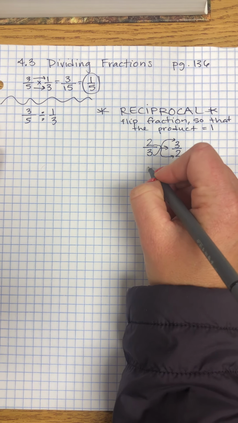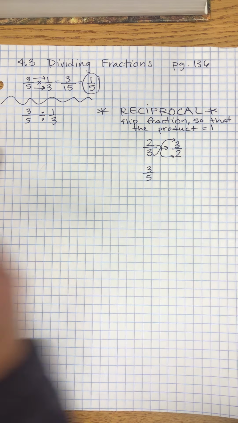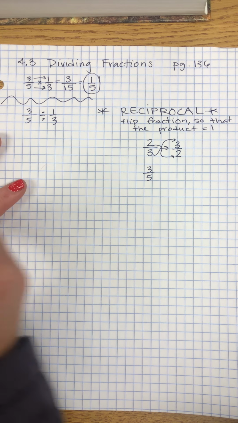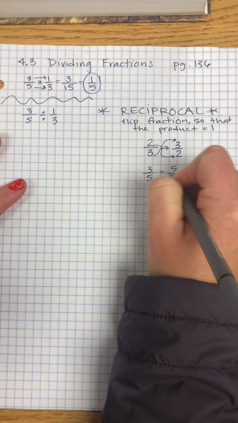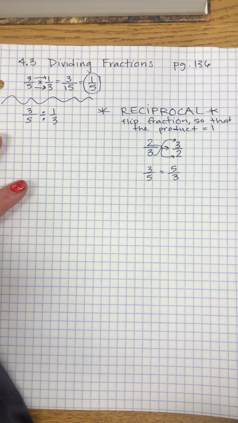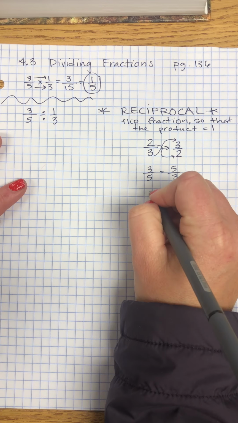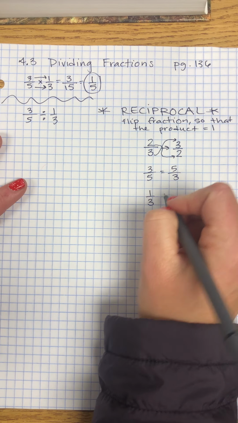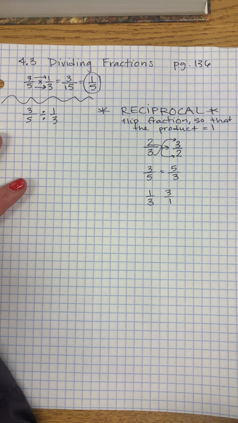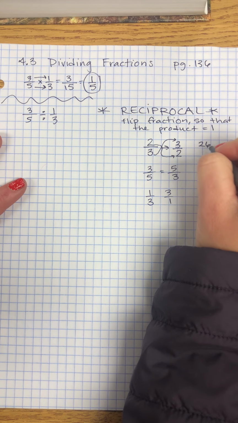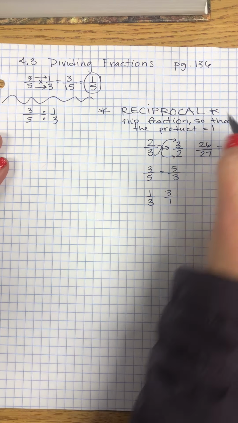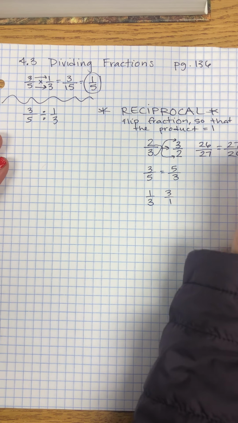Let's try another one. Let's say this time I have 3/5. What is the reciprocal of 3/5? The reciprocal is 5/3. Let's say I have 1/3. What is the reciprocal? 3/1. Let's say I have 26/27. The reciprocal? 27/26. Boom.